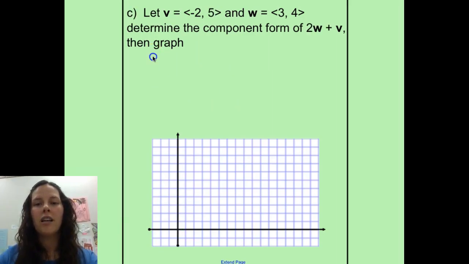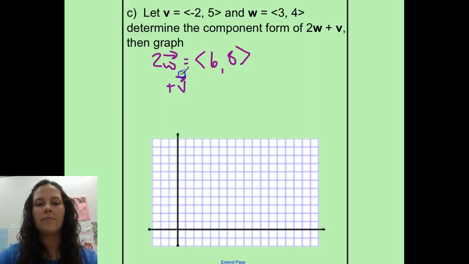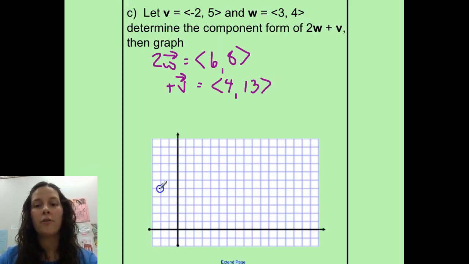Some more operations. So we will, of course, perform our multiplication before we perform addition, just like regular numbers. So 2w would give us 6, 8. And then we'll add on that v vector for a total of 4, 13. Again, I'm going to sketch all 3 vectors.